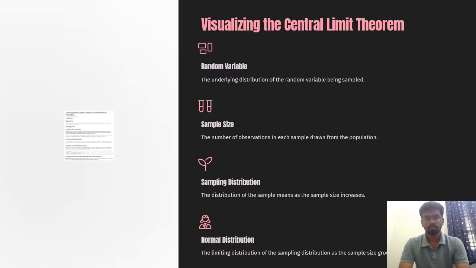So let's look at some visualization of the central limit theorem. The first one is the random variable, which is the underlying distribution of the random variable being sampled. The second is the sample size, which is the number of observations in each sample drawn from the population. The third one is the sampling distribution, the distribution of sample means as the sample size increases. And the fourth one is the normal distribution, the limiting distribution of the sampling distribution as the sample size grows.